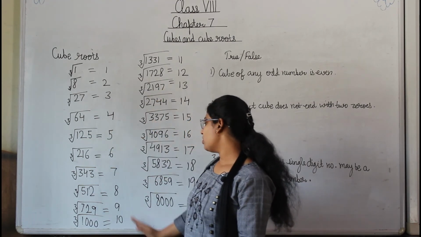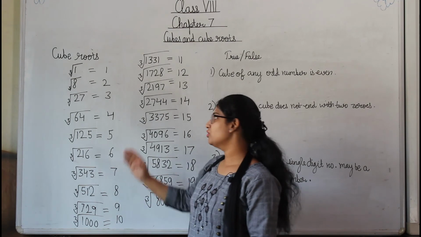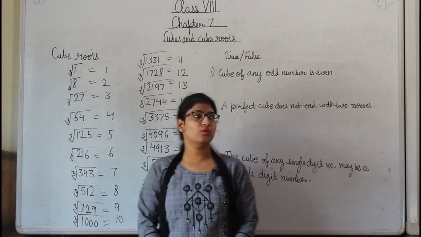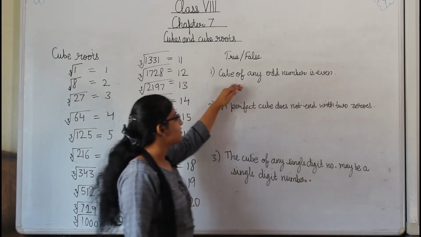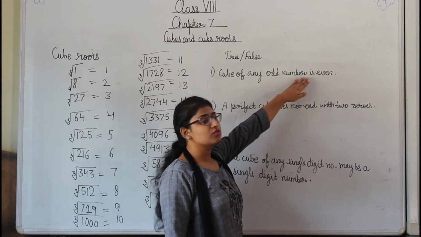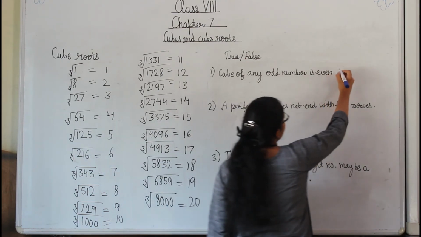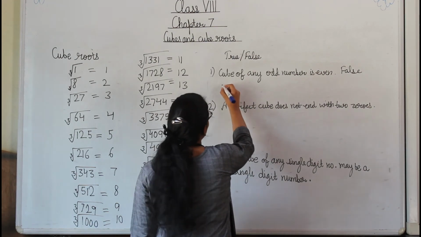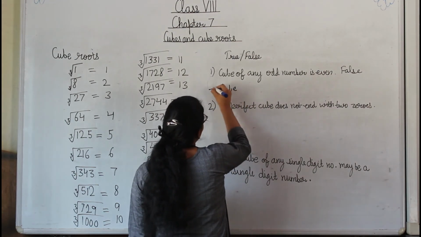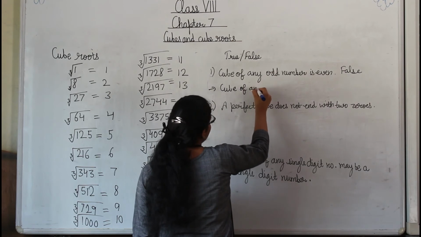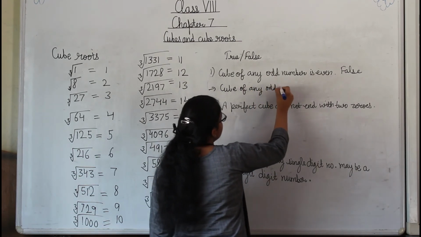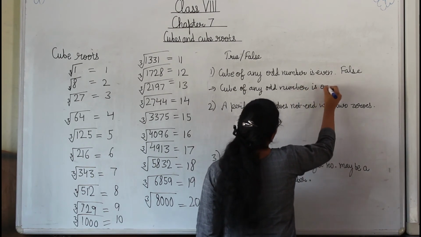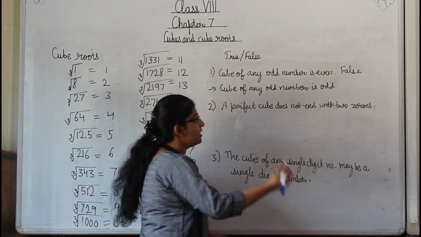So we can conclude that the cubes of even numbers are even and cubes of odd numbers are odd. And in this statement it is given that cube of any odd number is even. So this statement is false because the cube of any odd number will be odd only. Means cube of any odd number is odd, or we can say that cube of any even number is even. Odd then odd, even then even.